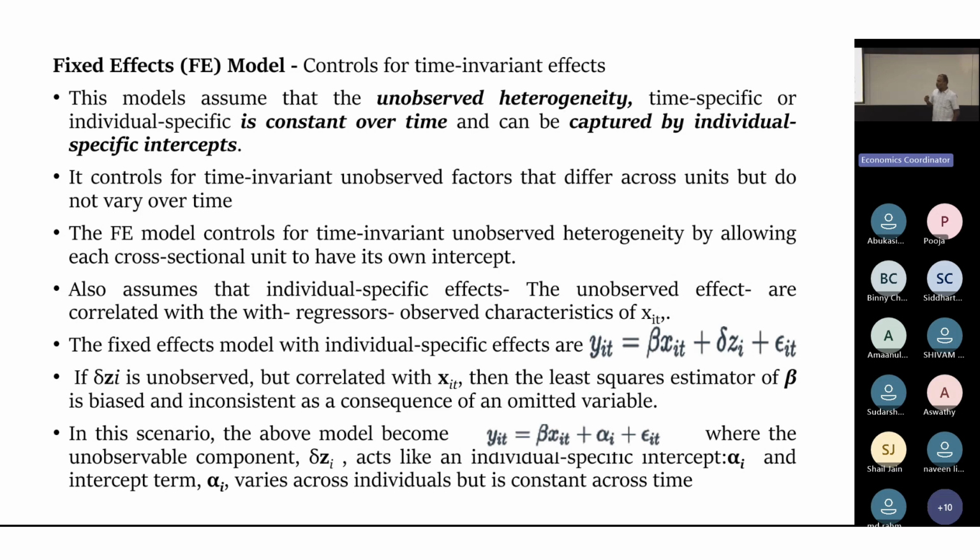If you have the problem of unobserved heterogeneity, the best model to deal with it is the fixed effect model. The fixed effect model will deal with unobserved heterogeneity in a better way than the random effect model also, right? What it does is it controls both time invariant unobserved factors as well as the time varying factor. I'm talking about the second thing, right?